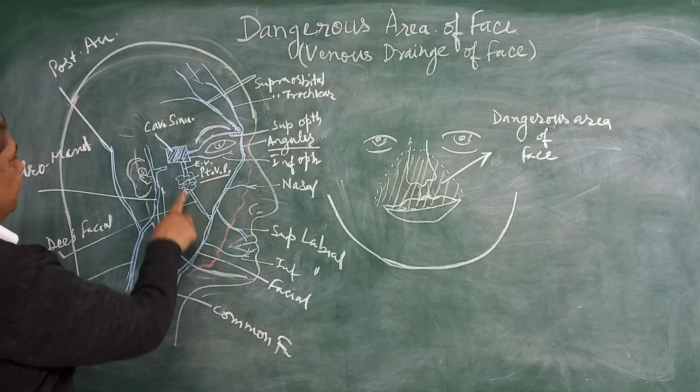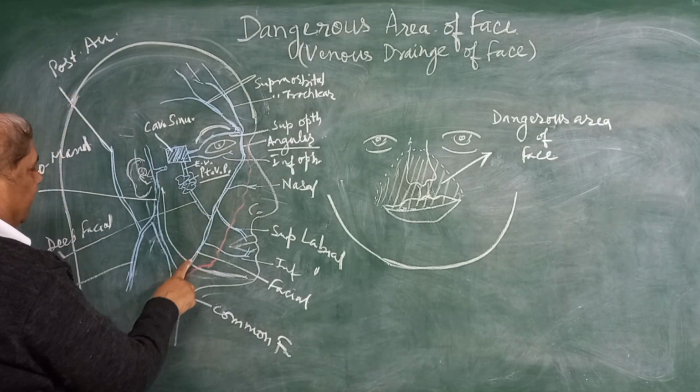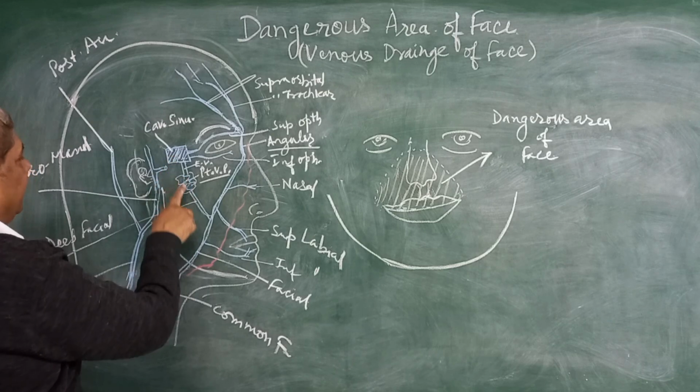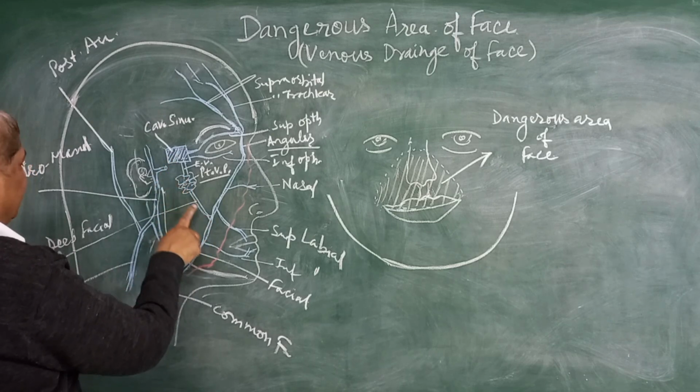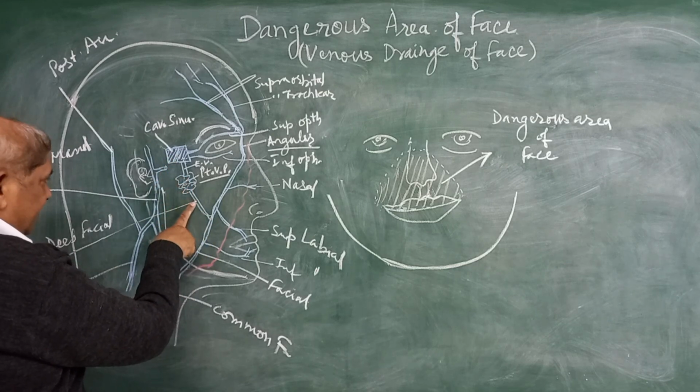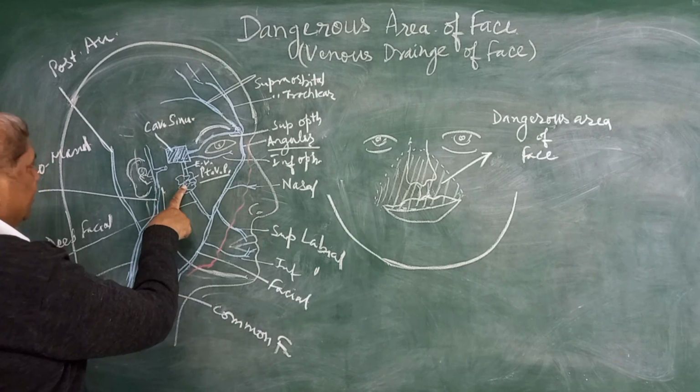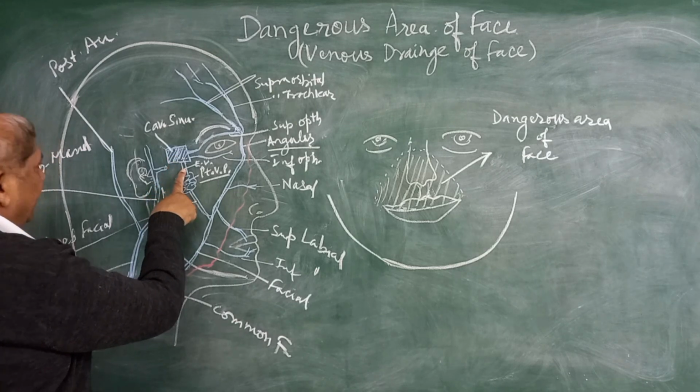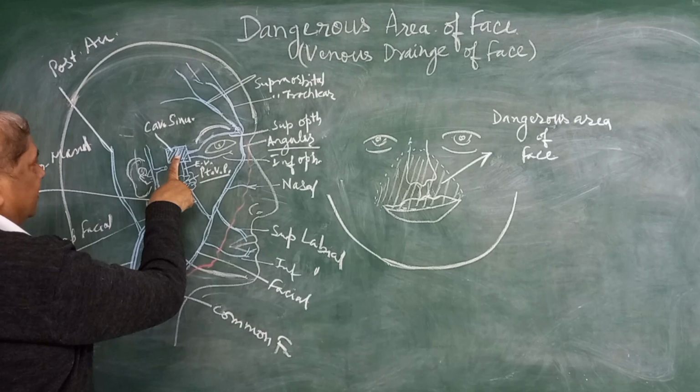So this communication with the facial vein is very important, and this communication is through the deep facial vein, the pterygoid venous plexus, emissary veins, and then the cavernous sinus.